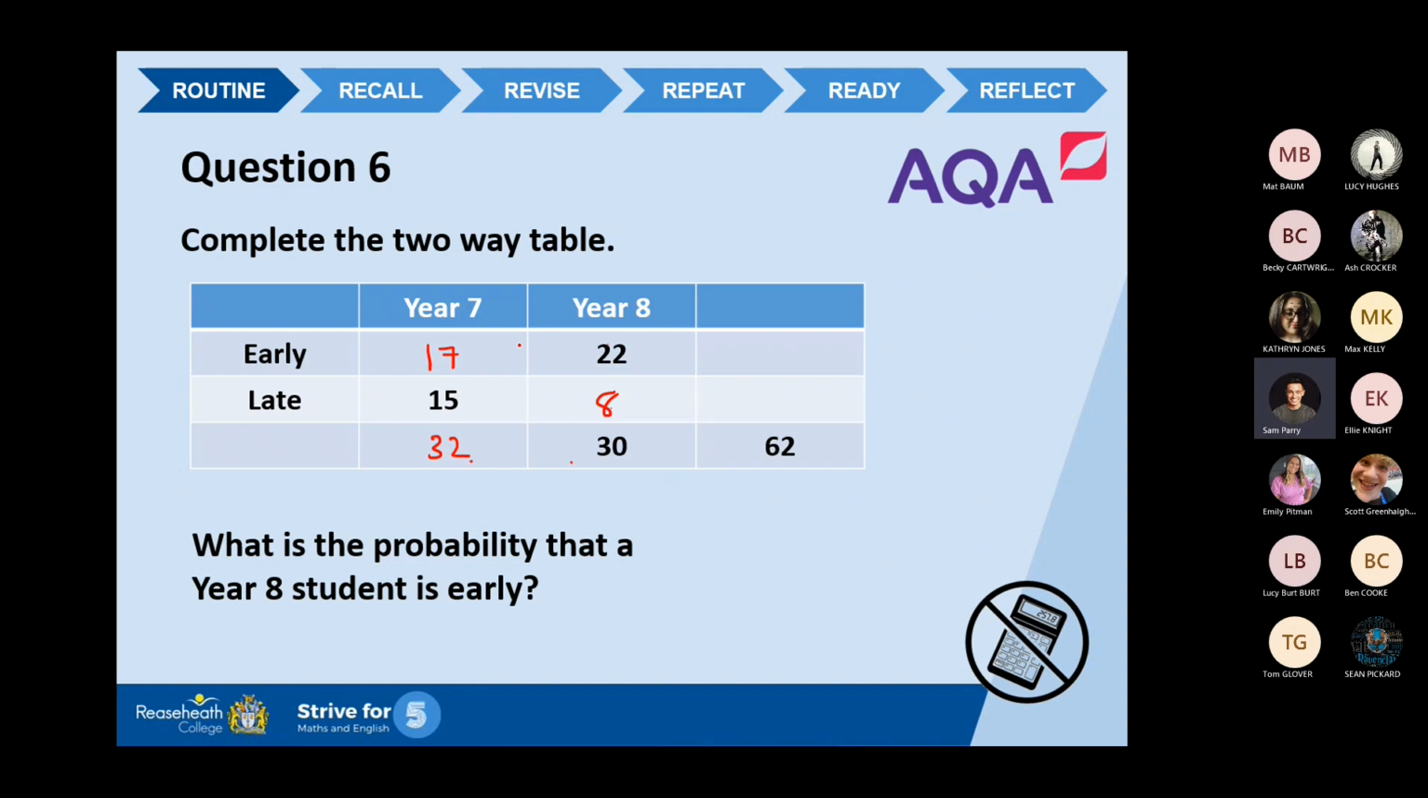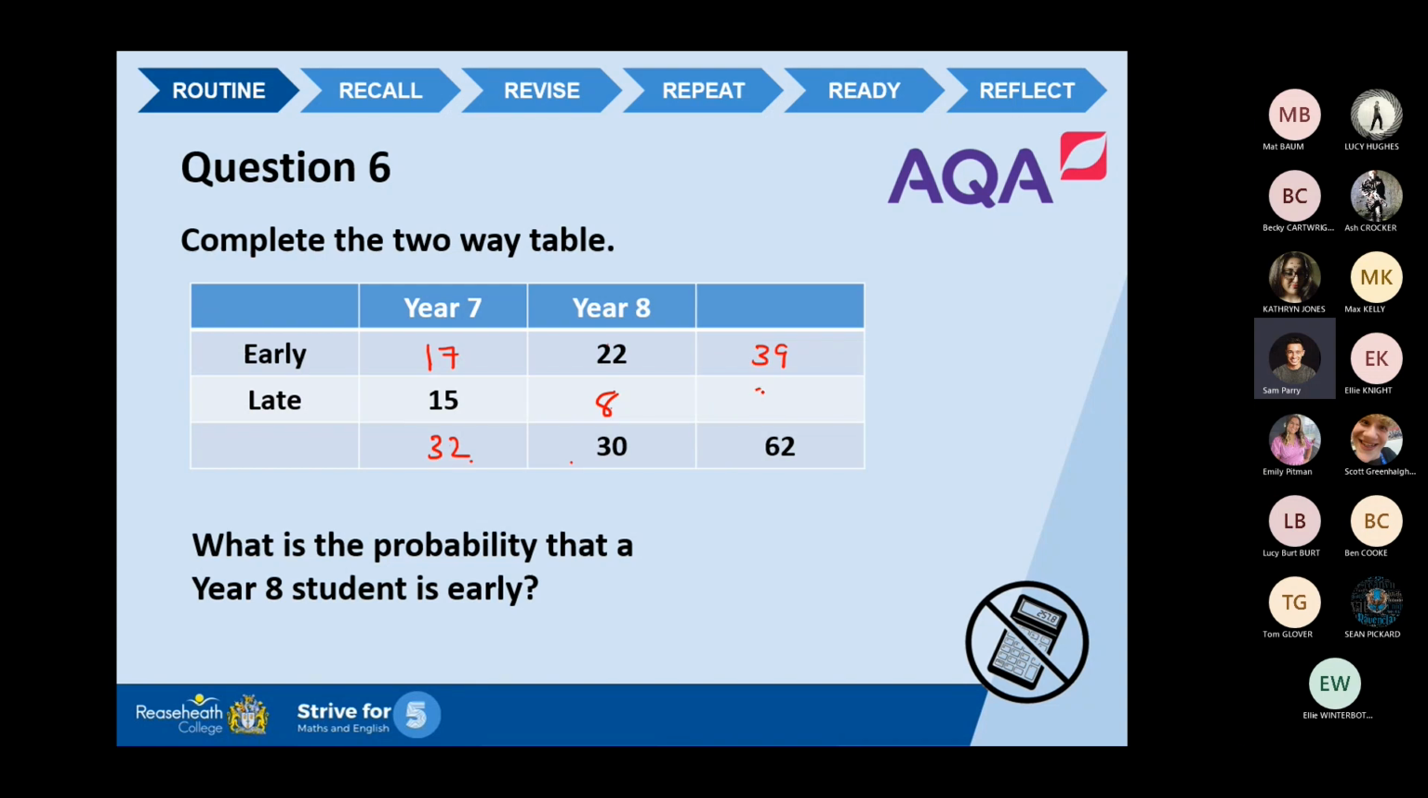And then you can just add across. So 17 add 22 is 39. 15 add 8 is 23. Now, the last check I would do is make sure those 2 numbers that you've just put in at the end add up to give you 62. 39 add 23, 9 add 3 is 12. Carry the 1. Oh, look at that. Boom. Excellent. So I've got my 62 there.